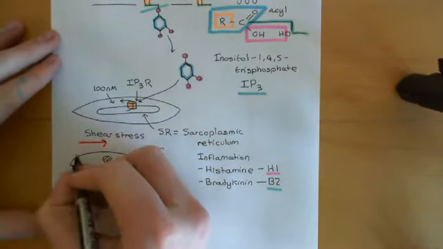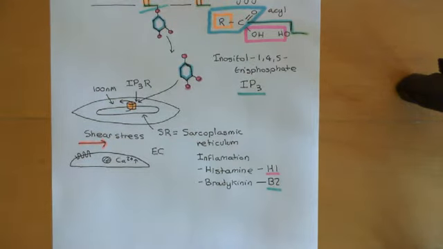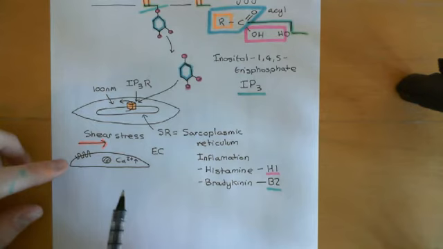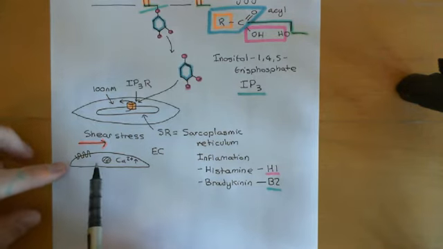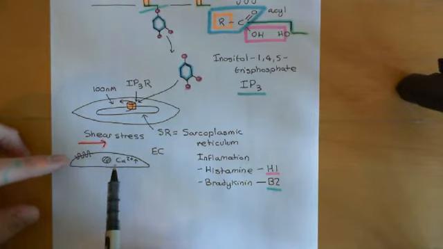Let me just draw these on here. So here is our G protein coupled receptor, and these are going to be GQ coupled G protein coupled receptors. So when you activate these receptors on the surface of the endothelial cells, that is going to activate the calcium signaling that we have just discussed in the smooth muscle cells, which is going to result in the release of calcium from the endoplasmic reticulum within the endothelial cells.